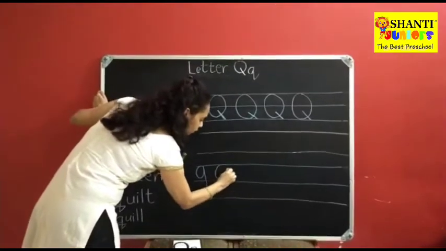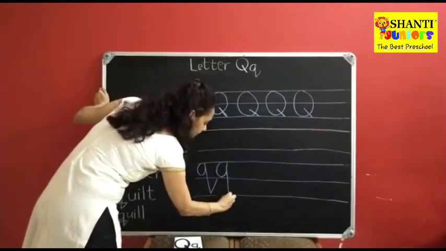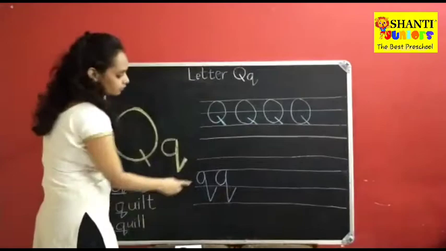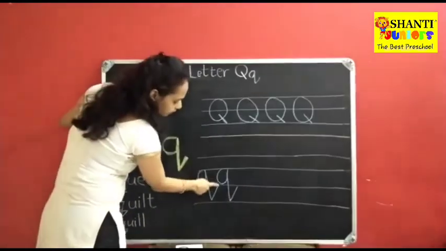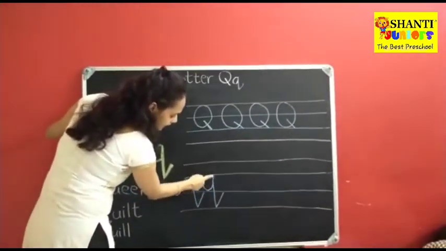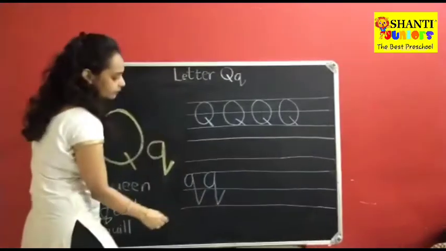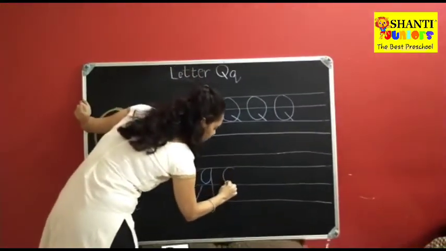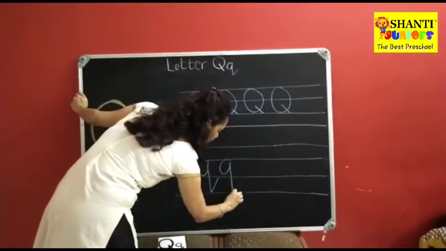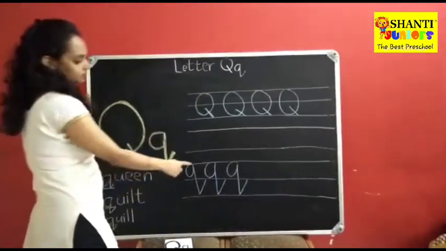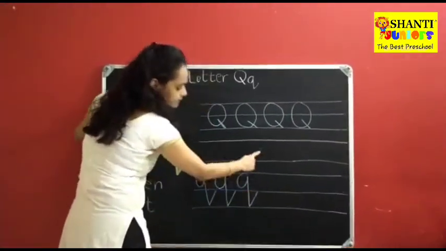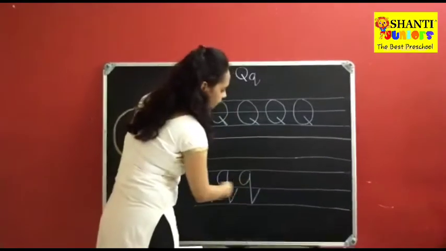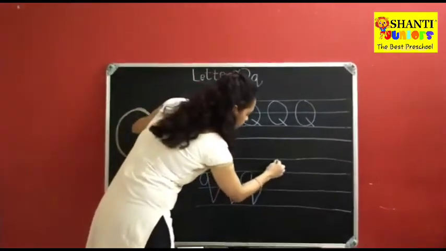This is lowercase q. Like this. From blue line to blue line, you have to do a curve and then a slanting line, take it down to the red line. Q. Okay? Like this. Curve, standing line, slanting line. Okay, now we'll write together.